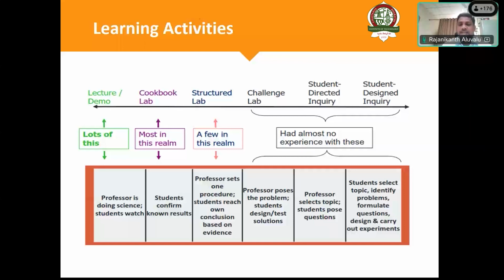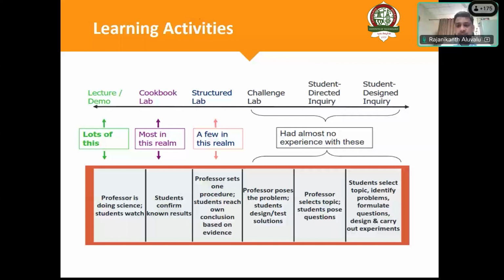The structured lab says the professor sets one procedure and the student reaches their own conclusion based on evidence. So the faculty says this is an experiment and this has to be done like this, giving some pseudocode, and the student goes with that procedure, and the faculty will not give a definite outcome. After following the procedure, the student will come up with a conclusion and a response of why that particular conclusion, why that particular outcome and why that particular evidence. We call it a structured lab.